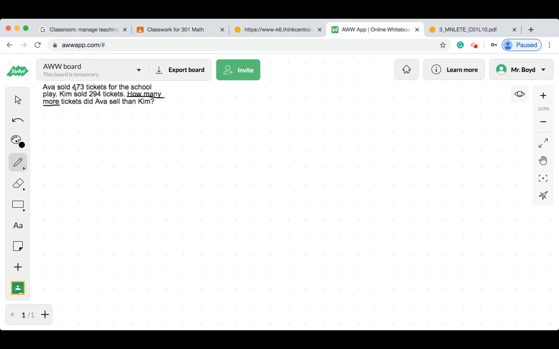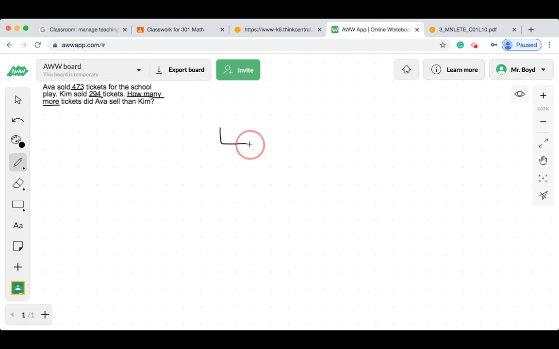Now we know that Ava sold 473 tickets and Kim sold 294. And we want to know how many more tickets did Ava sell than Kim. So to solve, we are going to use subtraction, and we need to subtract how many Kim sold from how many Ava sold. Now we know that because we want to know how many more tickets did Ava sell than Kim. Also, another good way for us to think about it is if we have 294 of anything, in this case tickets, we can't take away 473 because that number is greater. So you will always be subtracting the smaller number from the greater number.